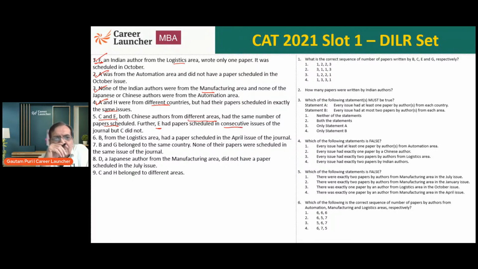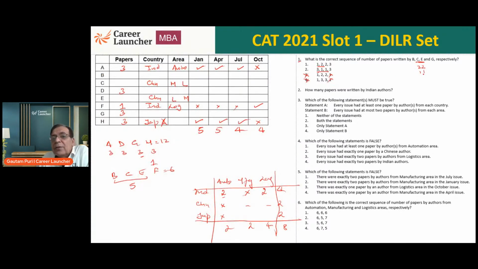We got the answer. Why am I saying that? If E has papers scheduled in consecutive issues, what does this mean? It means E has more than 1 paper published. E has published either 2 or 3, not 1. That means this choice is wrong, and the correct answer has to be this.